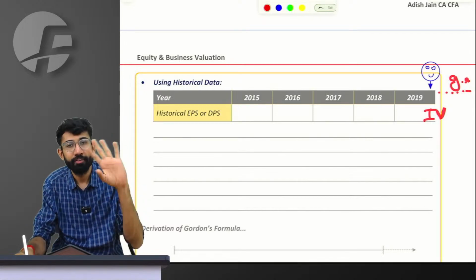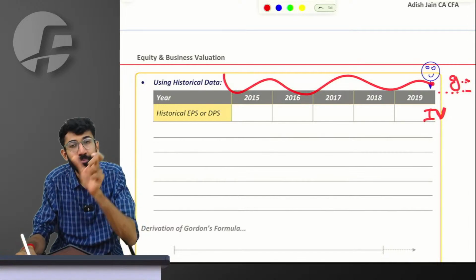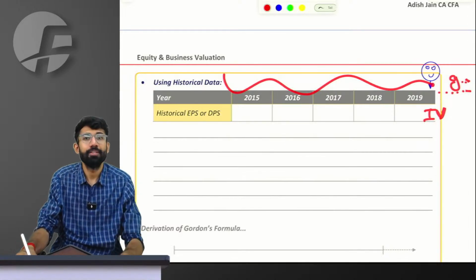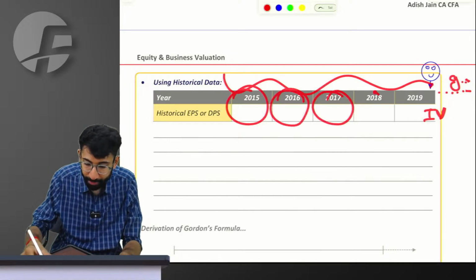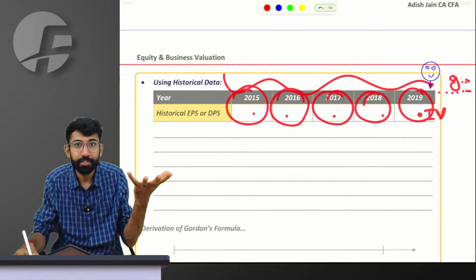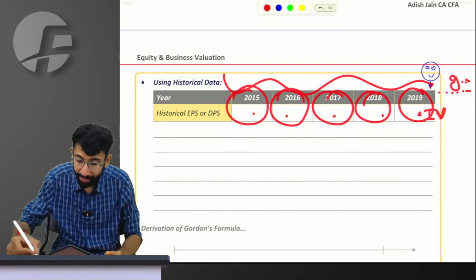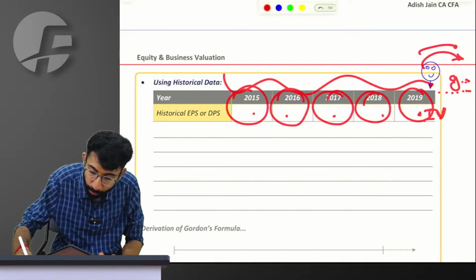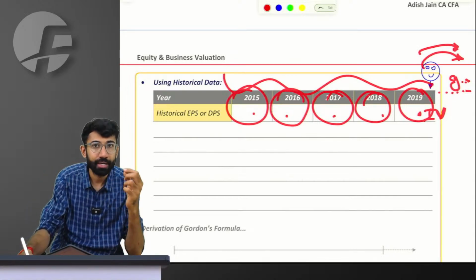The examiner has not given the future growth rate, but he has given the data of past earnings or past dividends. Using the past numbers or past dividends, I can calculate the past growth rate, what has historically been an average growth rate, and I can assume that growth rate to prevail in future years forever. Are you understanding?